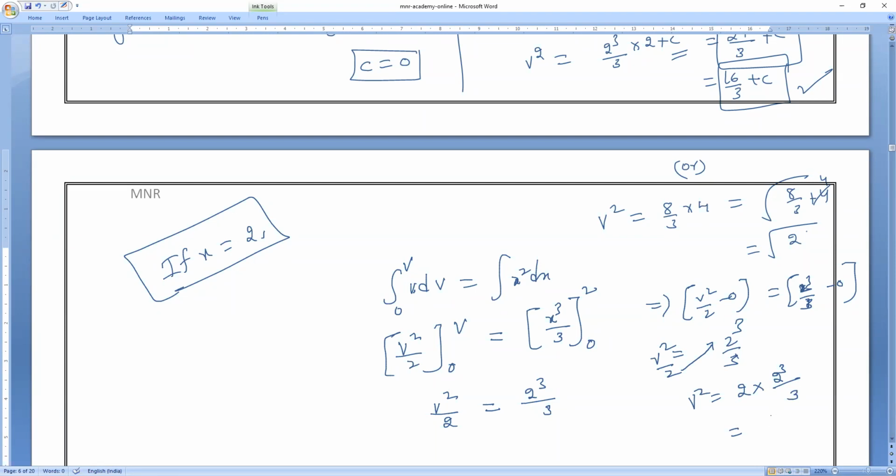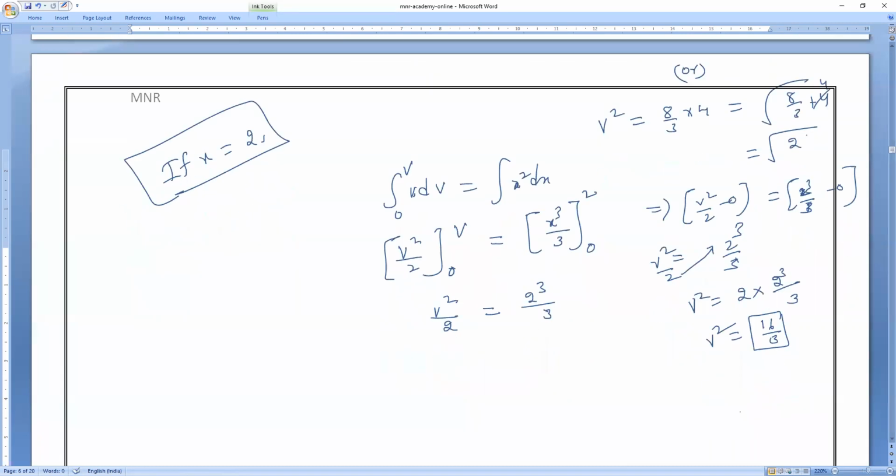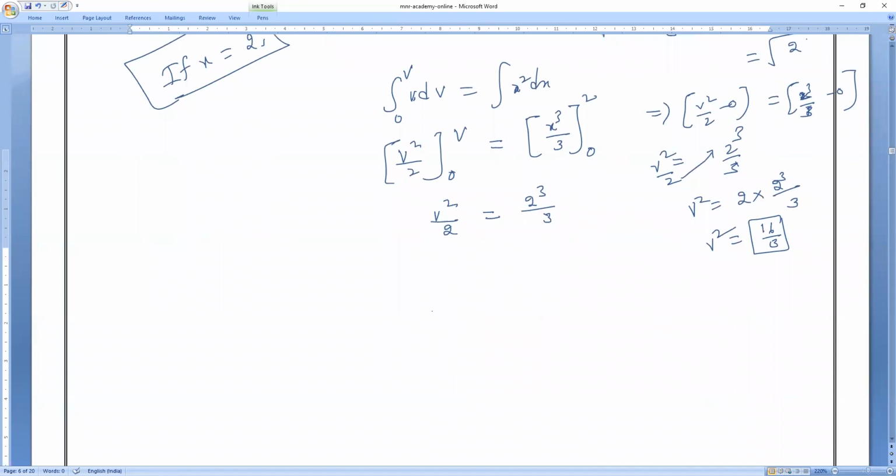16 by 3. 16 by 3 or 8 by 3 or 2 cube? 2 cube means 8. 8 twos are how much? 16. 16 by 3. Okay. So, but we have v square, but we want v. So, v is equals to what will come? 4 by root 3.